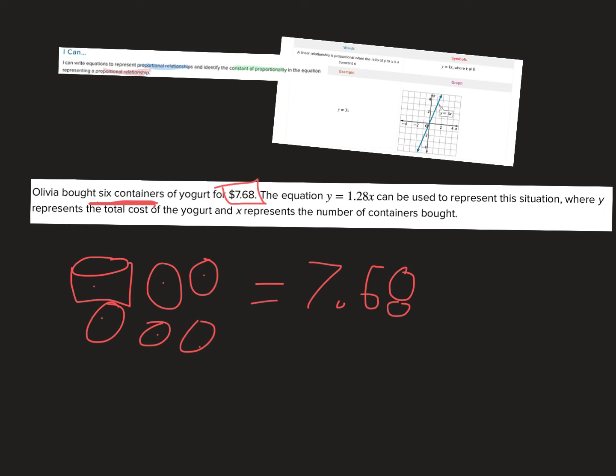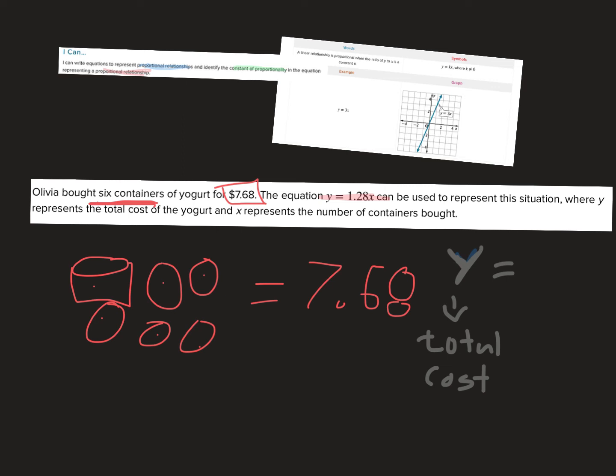The equation of this concept is y equals 1.28x. Now, let's go ahead and look at this. Anytime we see a letter in an equation, it represents an unknown value. It's not there to confuse you because the alphabet is now in mathematics. It is there because it represents an unknown value. In this case, our y represents our total cost of how much the yogurt cost altogether. Okay?